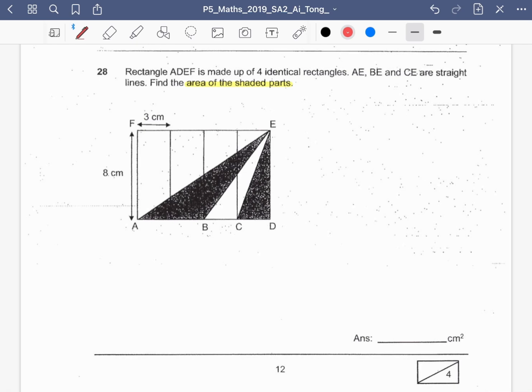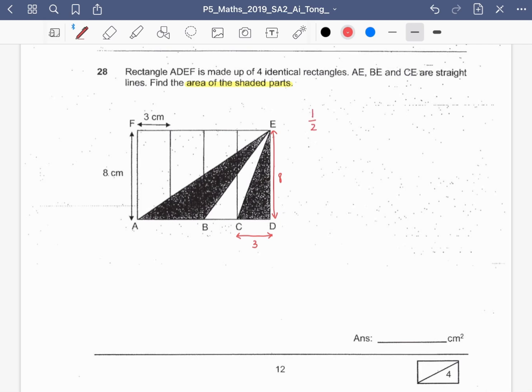So how do you go about doing this? First, let's look at one triangle at a time. Let's look at this triangle over here. Let's look at this triangle. I know that the area of a triangle is half times base times height. So I know the height is 8, and I know that the base is 3. So I can find this shaded triangle first.